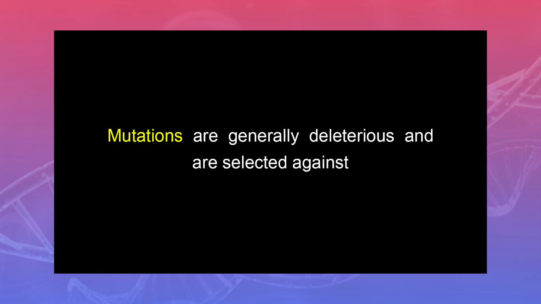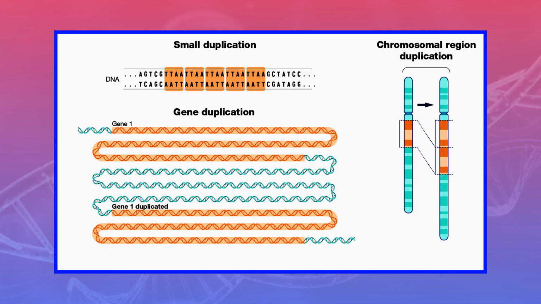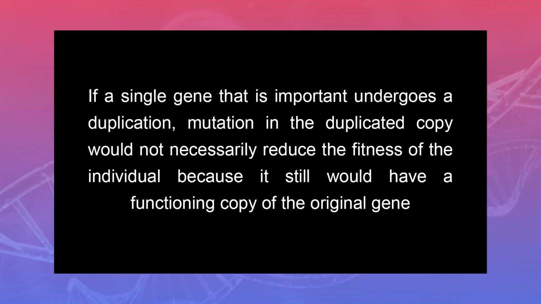The most basic type of mutation is the change in a single nucleotide in the gene. Mutations are generally deleterious and are selected against, but the genome of a species can undergo another type of change, gene duplication, which actually favors mutational events. If a single gene that is important undergoes a duplication, mutation in the duplicated copy would not necessarily reduce the fitness of the individual because it still would have a functional copy of the original gene.